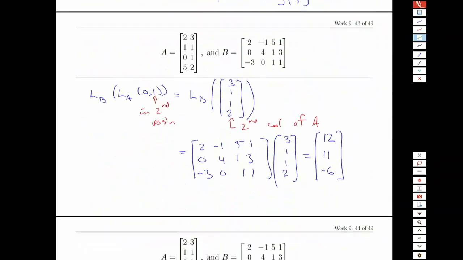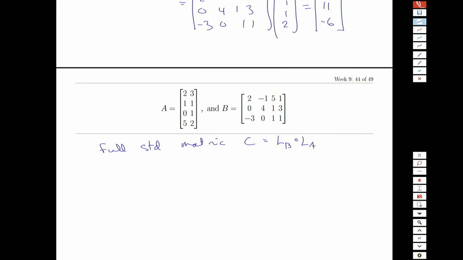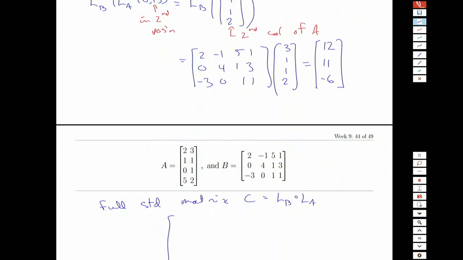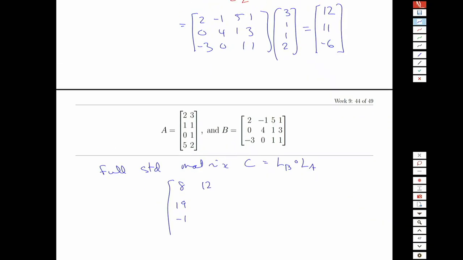Alrighty, that's not quite done yet because we have to put this together. The full standard matrix for C, which is equal to the composition of B and A, is going to be a matrix of those two columns. So what did we get? We had 8, 19, negative 1, and then the 12, 11, minus 6. And notice that now they have dimensions right, that's a 3 by 2 matrix as predicted, as we desired.